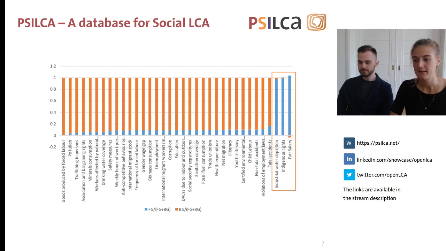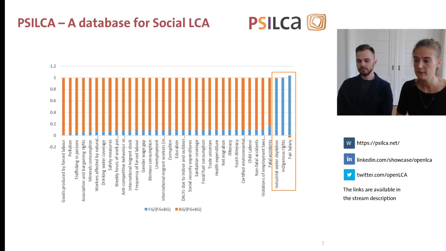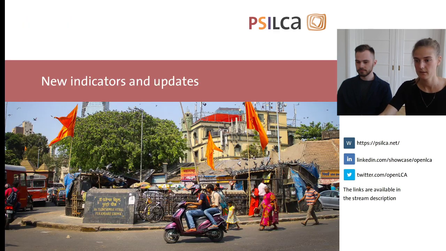What you see in this slide is just to visualize again how much of an impact it can make to really consider, or to use, a background database. You see here for the blue lines that there's a high impact coming from the foreground system. For all the other indicators that you see at the bottom, for example, child labor or corruption, you see that the background system actually has a higher influence than the foreground system, and that's why it might be very useful to have a look at background data as well. So, this has been the introduction to PSILCA and Social LCA.